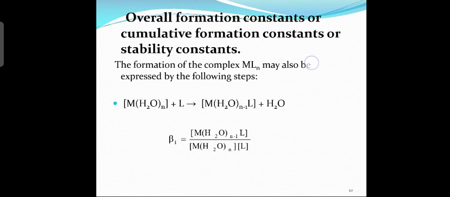Next slide. Now overall formation constants are cumulative formation constants or stability constants. The formation of the complex MLn may also be expressed another way: M(H2O)n plus L gives M(H2O)n-1 L, where one aqua is less, plus H2O. We write the stability constant as beta 1, the equilibrium constant, equal to M(H2O)n-1 L, the product, divided by M(H2O)n and then L, the ligand.